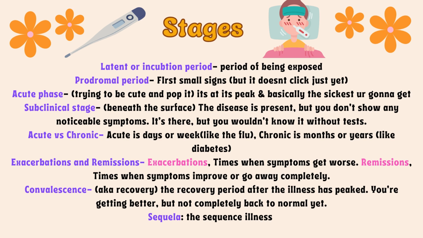So what's the difference between acute and chronic? An acute illness is something like the flu. It's short, it's days or weeks. Chronic, oh, you're sick, like it's months or years. So, exacerbations are when the symptoms get worse, and remissions is when the symptoms go away or they improve. And the convalescence period is the recovery period. So now that the peak is gone and now you're getting better, but you're not just normal all the way yet. And the sequela is the sequence illness.